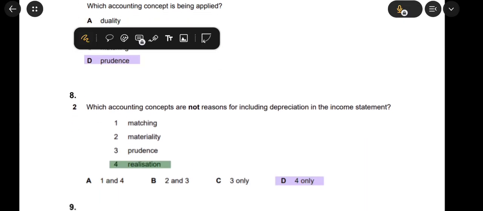Question 8. Which concepts are not reasons for including depreciation? Correct answer, D. 4 only, realization. Explanation. The question asks for concepts that don't explain depreciation. Realization is about revenue, so it's irrelevant here. Materiality, 2, and prudence, 3, can apply. For example, prudence ensures assets aren't overstated, but the question wants the exclusion, so D is correct.